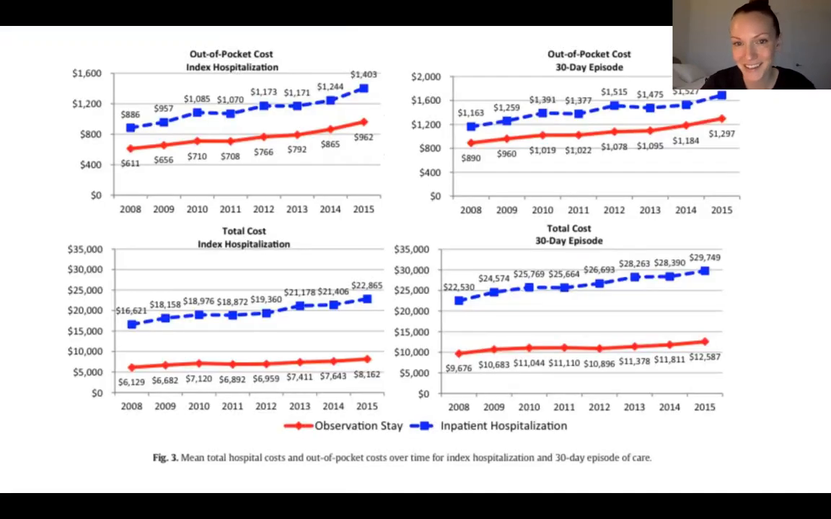We don't have to go into this. The whole reason I even included this is just to show that there is a steady increase of costs across the board, whether you're inpatient or observation, and this generally just goes along with the natural progression of inflation.